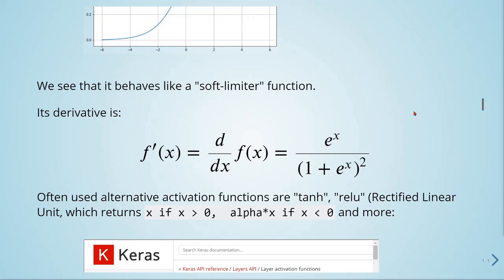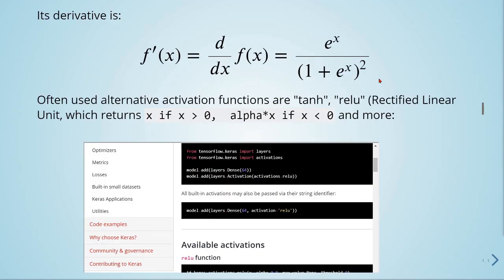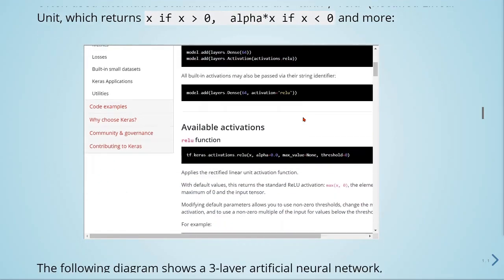And in this case, the ReLU will return x if x is greater than 0, and alpha times x if x is smaller than 0. We also have different types of ReLU depending on the value of this alpha. So this alpha can be 0, this alpha can be a predetermined slope, or it can be some value. So then we have leaky ReLU or parametric ReLU. So there are different types, and we also have other activation functions.